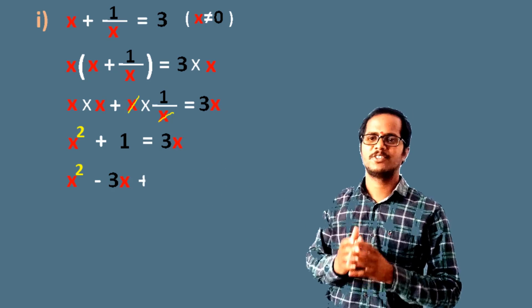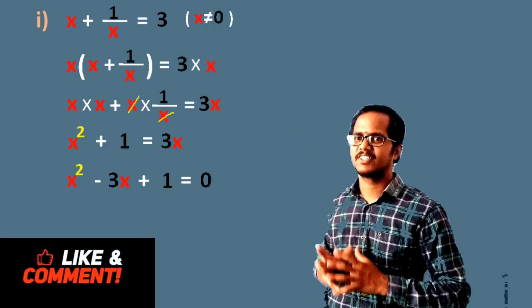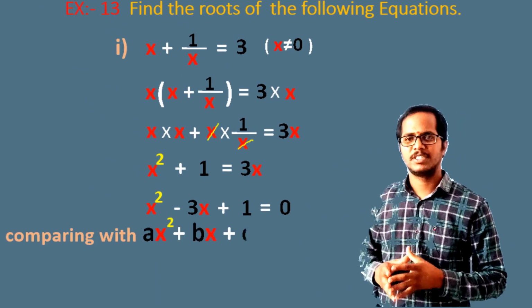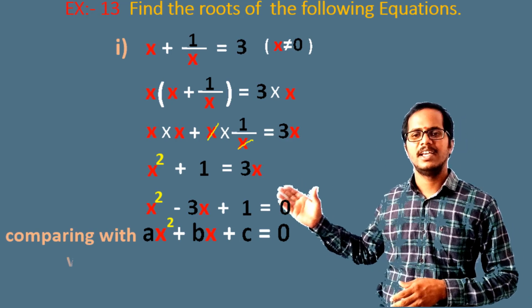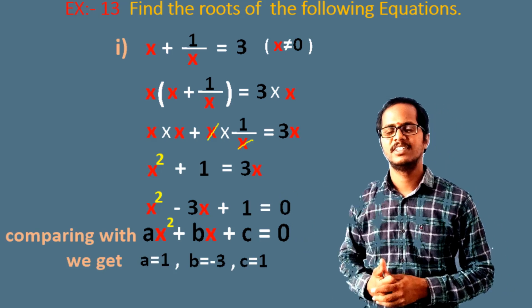Now transpose the term on the right hand side to the left hand side. So we get x square, and the plus 3x term will become minus 3x after transposing. So we get x square minus 3x plus 1 equals 0. Now it looks like the form ax square plus bx plus c equals 0. That means the given equation is a quadratic equation. By comparing with ax square plus bx plus c equals 0, we get a equals 1, b equals minus 3, c equals 1.